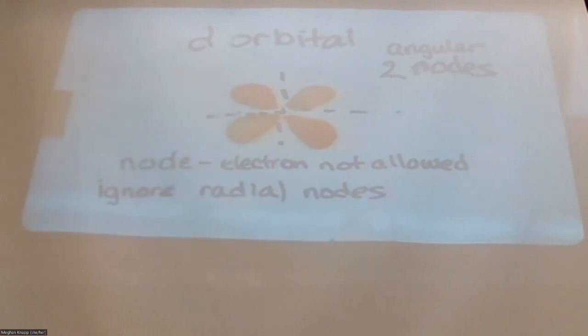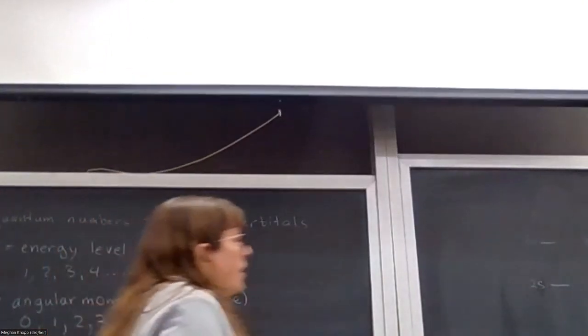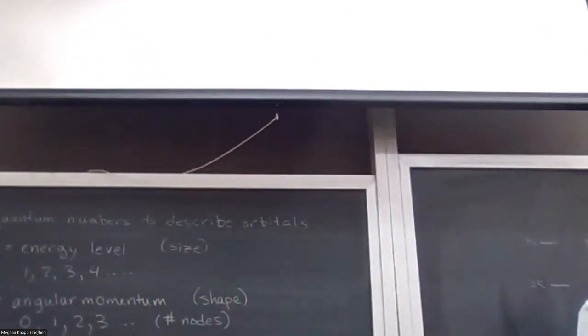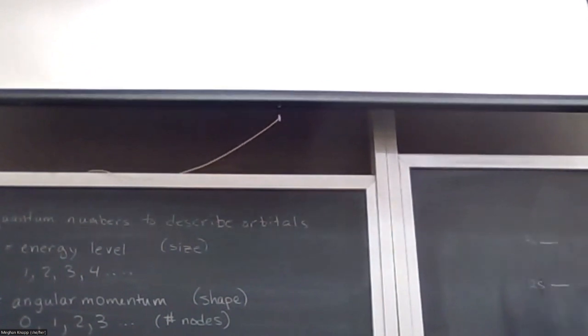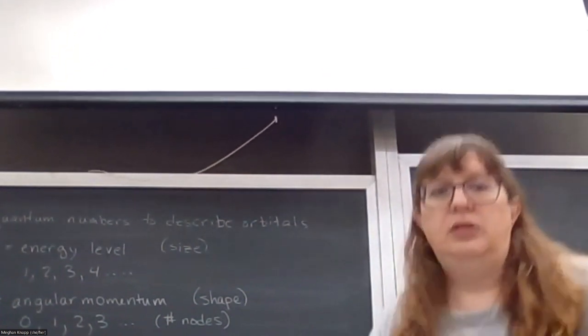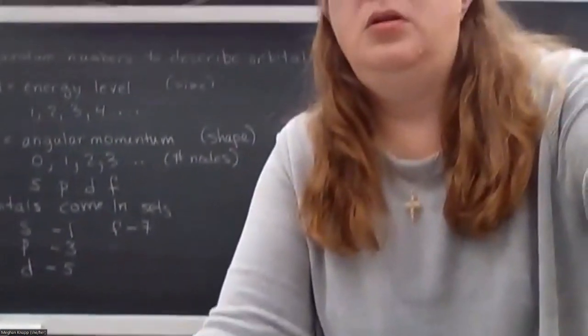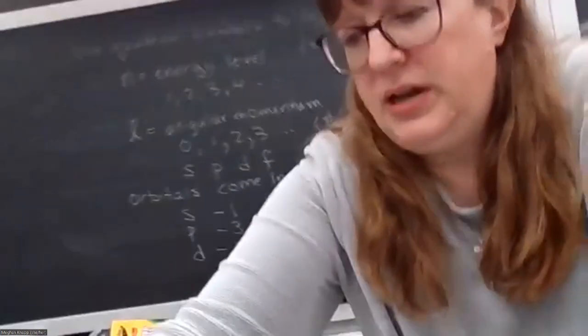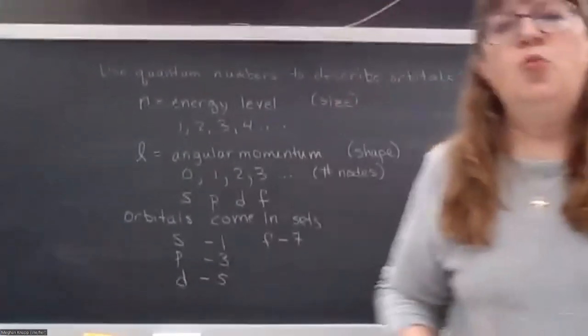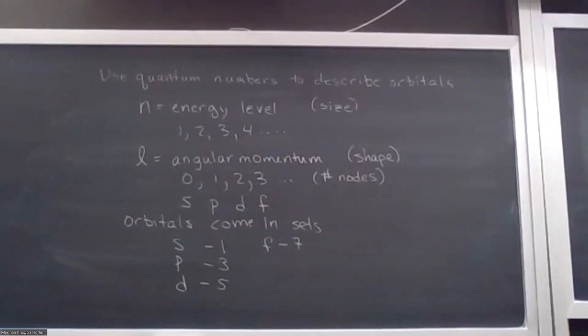Okay, so now we use quantum numbers to describe our orbitals, okay? There are 4 kinds of quantum numbers that we are going to deal with. Today, I'm only going to talk about 2 of them.